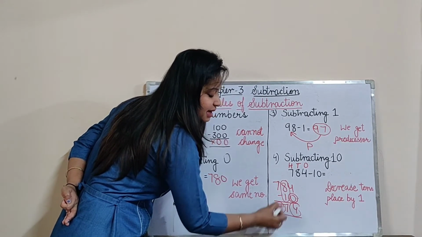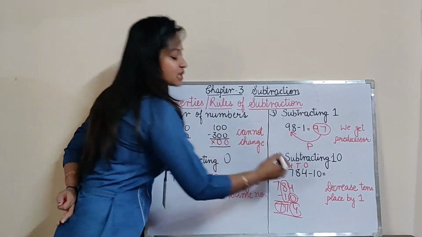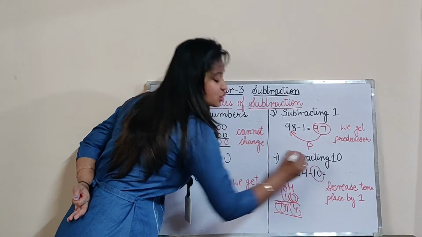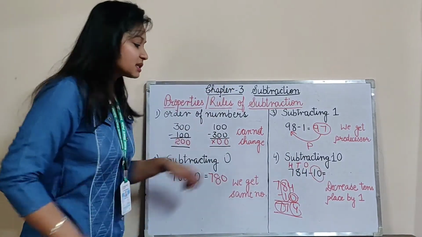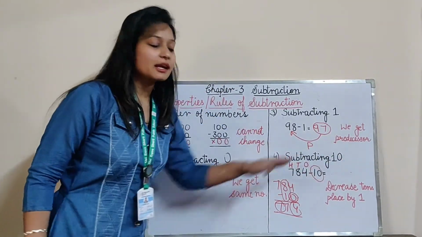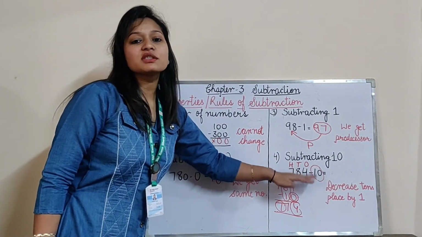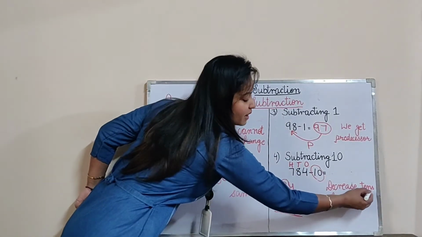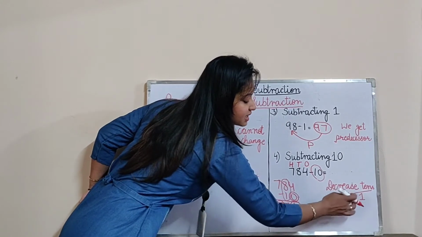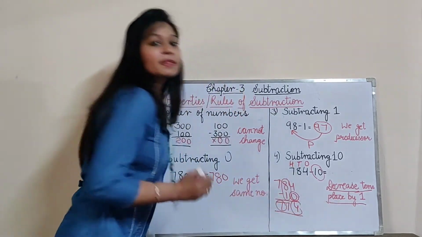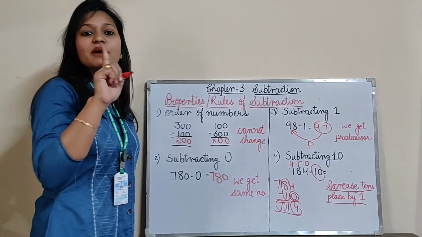These two places are the same, only the tens place is changed. So 784 minus 10 means we have to change only the tens place. Whenever we have to subtract 10, don't subtract and show. Directly you can write it by changing the tens place. And how do we change the tens place? Decrease the tens place by 1. We have to decrease the tens place by 1 number.